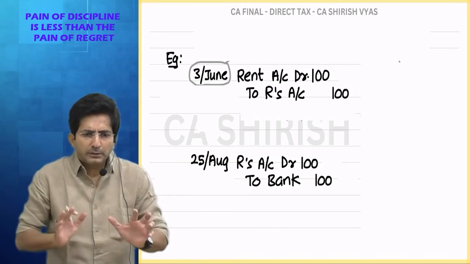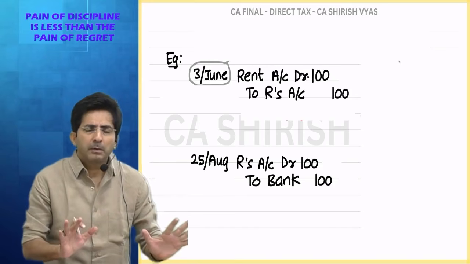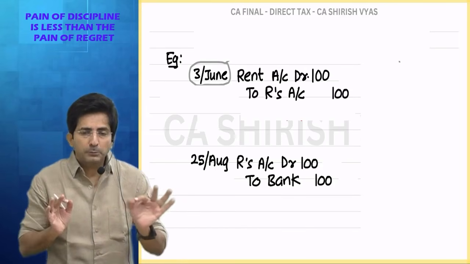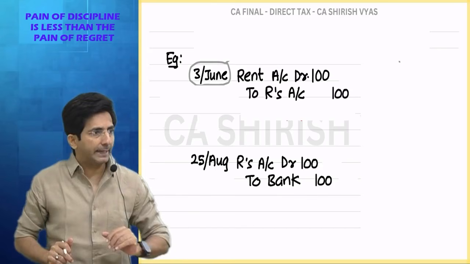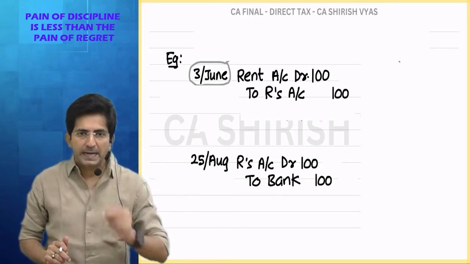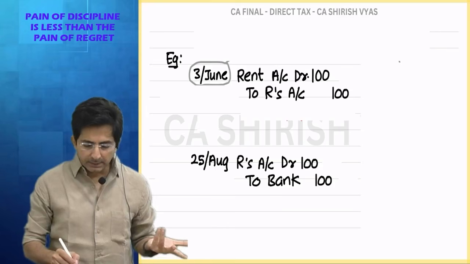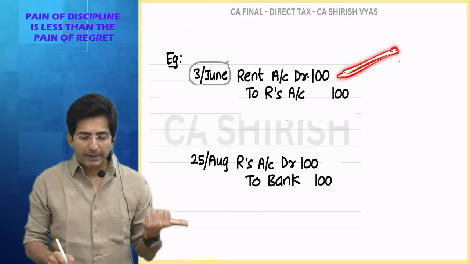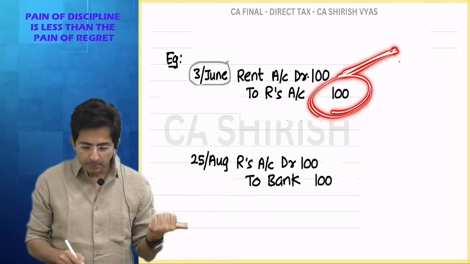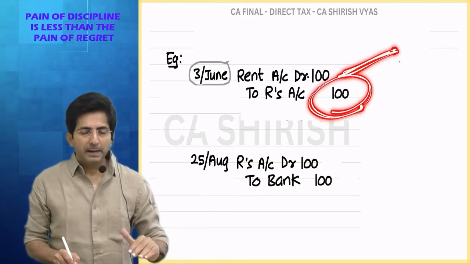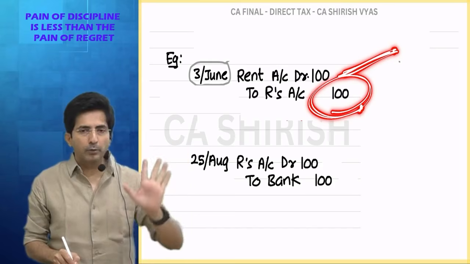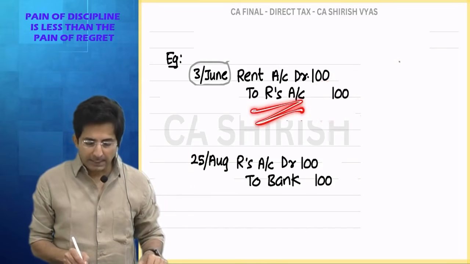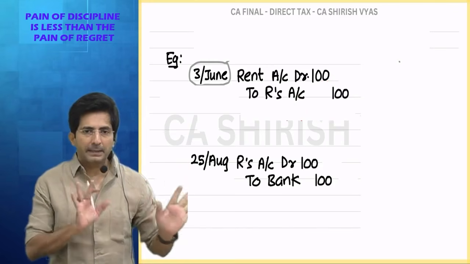In short, what I am trying to say, the rent accrued, but I could not make the payment because I was not having money. In short, rent was paid or outstanding? Outstanding. So what is the journal entry for outstanding rent? Since the rent is accrued, you have to book the expense in the books of accounts. So rent account debit to party's account. In my example, assume Mr. R is the property owner to whom I am making the rent payment, and since I have not yet paid the amount, I have written the party's account.